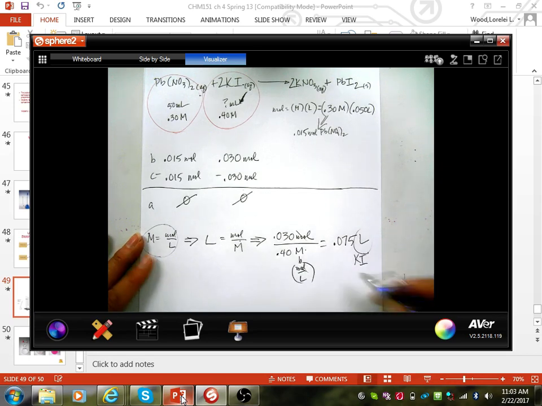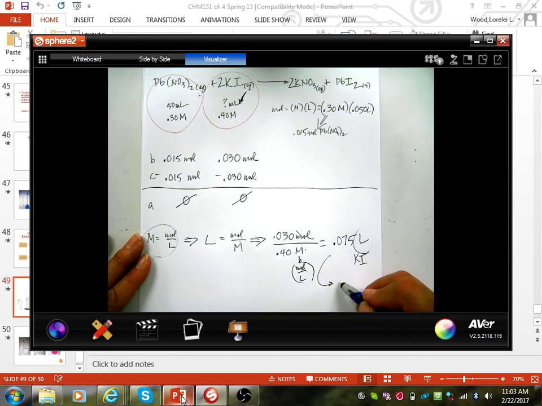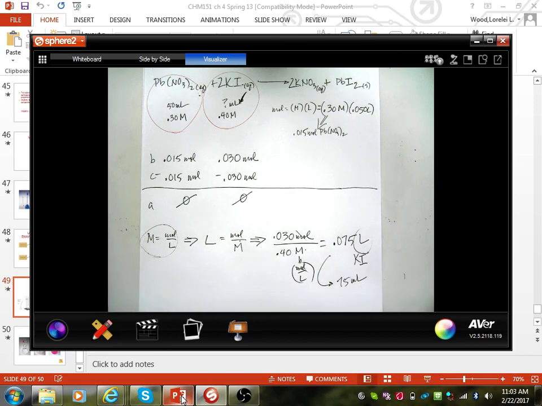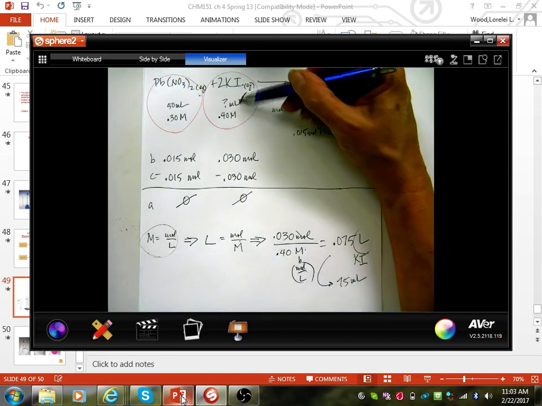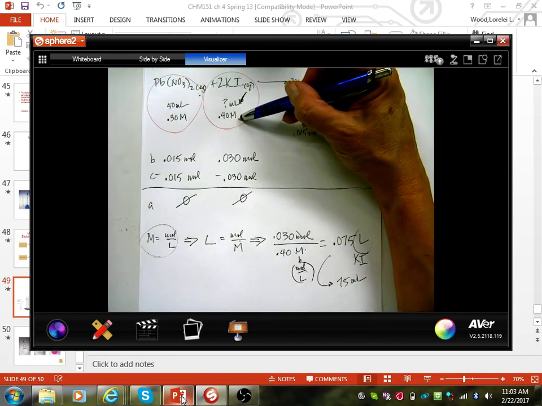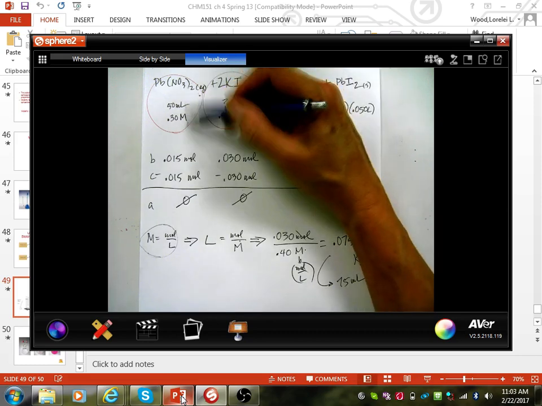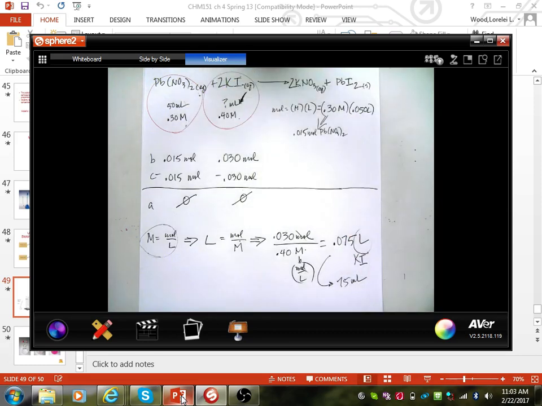I could change that to milliliters if the question asked for milliliters. What would be the milliliter value? 75 milliliters. All right, so it would take about 75 milliliters of this 0.40 solution of potassium iodide to react every smidgen of this. Well, what if the problem asked for something else?